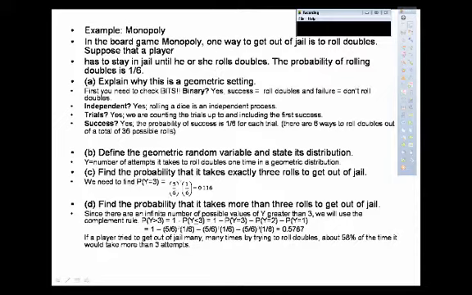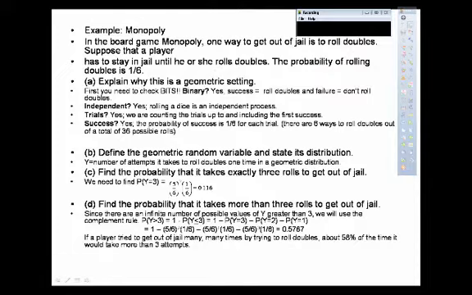Okay? So what's the difference between a geometric random variable and a binomial random variable? The big difference is in a binomial, you have a set number of trials that you're doing. On the geometric, you just keep doing the trials until you get a success. That's the difference in them.